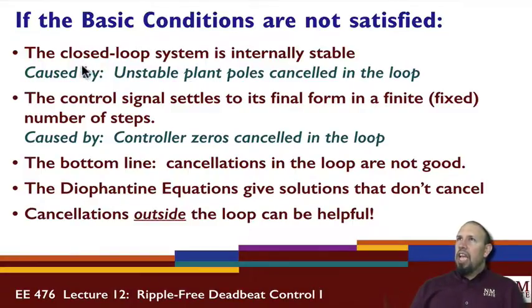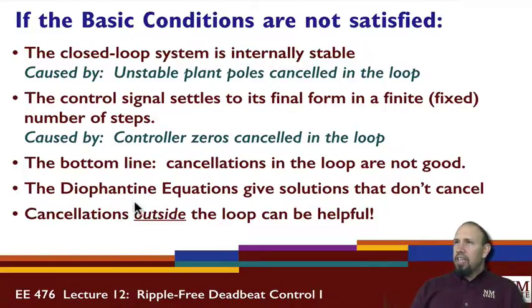So if the basic conditions are not satisfied, that is, if the closed-loop system is not internally stable, it can be caused by unstable pole zero cancellations in the loop. If the control signal does not settle to its final form, it's caused by the controller zeros being canceled in the loop. So the bottom line is that cancellations in the loop are not good.